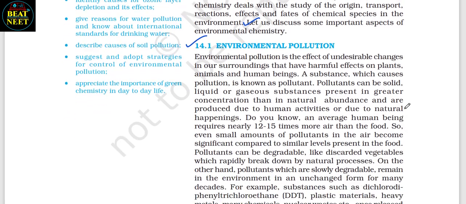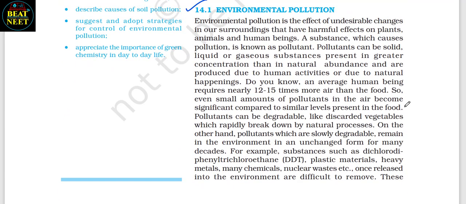14.1 Environmental pollution. Environmental pollution is the effect of undesirable changes in our surroundings that have harmful effects on plants, animals, and human beings. A substance which causes pollution is known as a pollutant. Pollutants can be solid, liquid, or gaseous substances present in greater concentration than in natural abundance and are produced due to human activities or due to natural happenings.